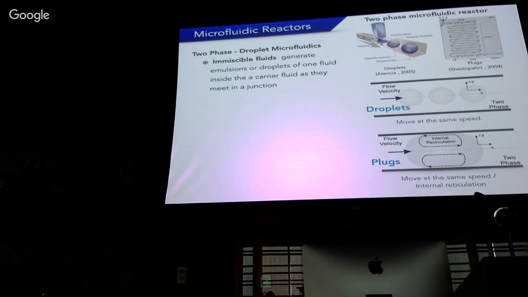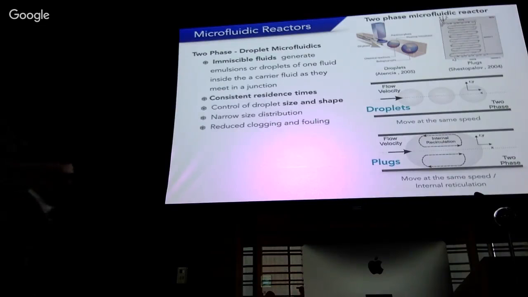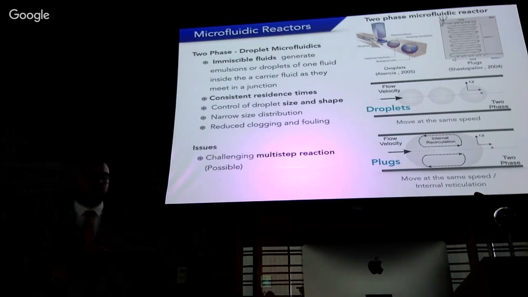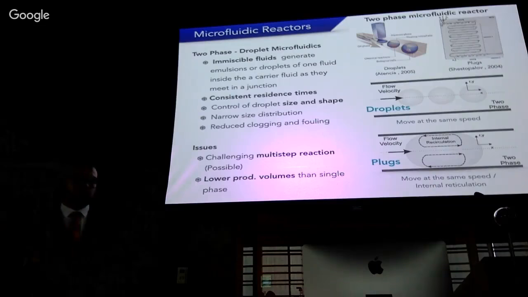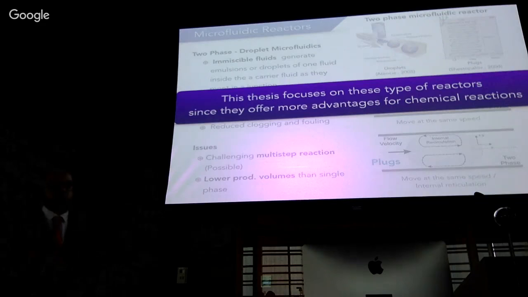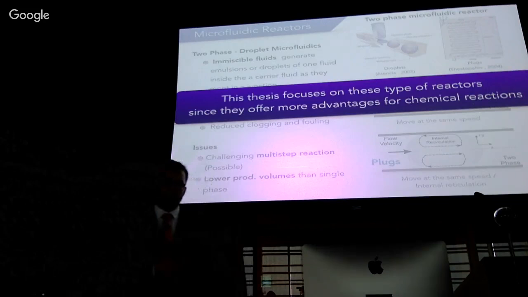The advantage of this is that you now have discrete volumes, and they move at the same speed in your stream. So you can have consistent residence times, and you have other benefits, which have to do with control of the size and shape, narrow distribution, and reduced clogging and fouling problems. Some of the issues this technology brings are that multi-step reactions are a little bit more challenging, but possible, and low production volumes, which is the thing that I want to address. So this thesis will be focused on two-phase microfluidic reactors because they have more advantages than the other ones.